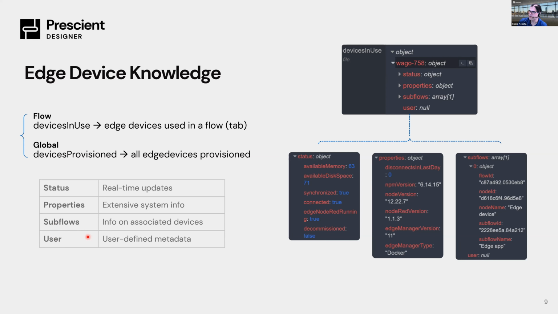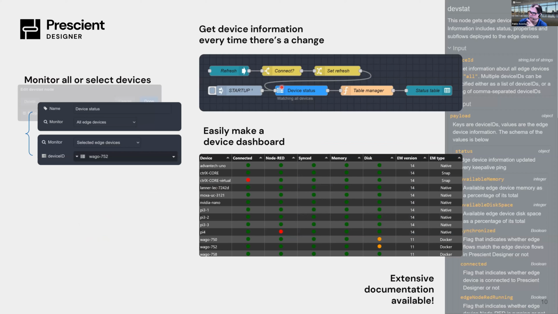As a use case, as an example, we have created a device status node. And again, you can install this via the Palette Manager. What this node does is you can select what devices you want to watch, either all devices or individual devices. When any information in the object that I showed you before changes, like the status or the properties, or if you change the user defined information of the devices that are being watched, then this node will emit a message. Or you can also send a message to its input, with the devices that you want to get the information for.